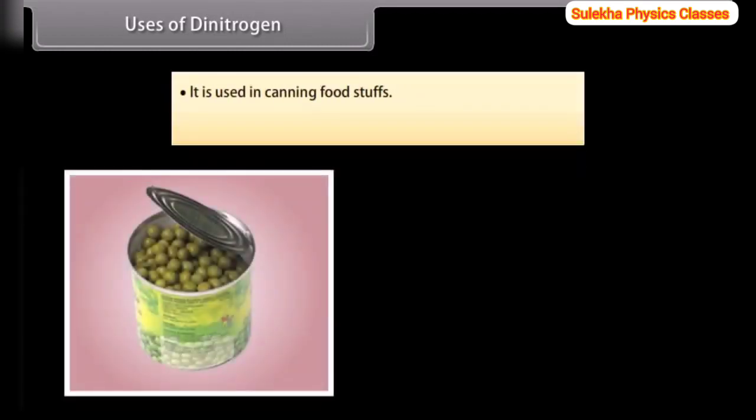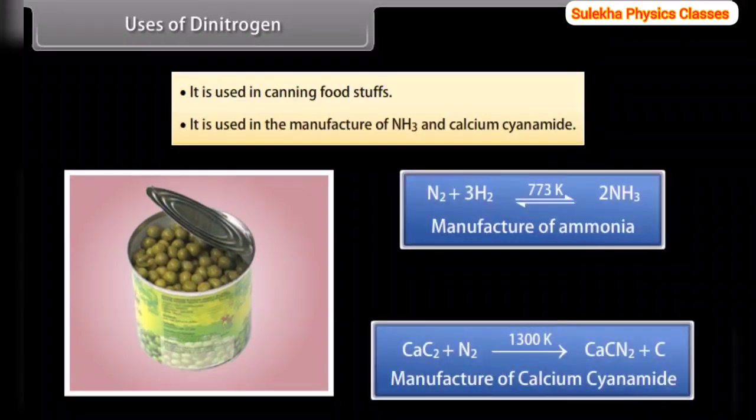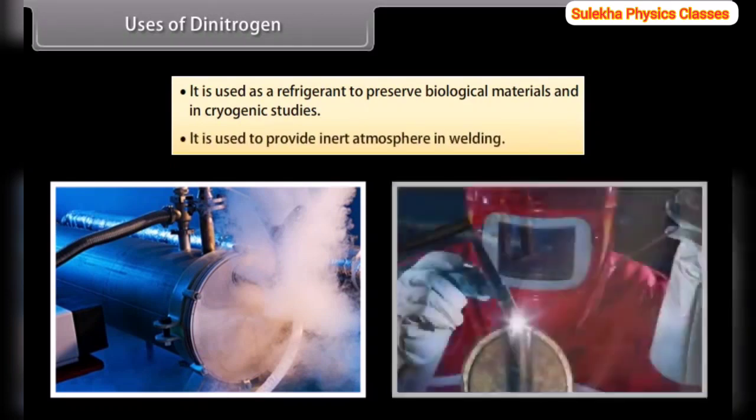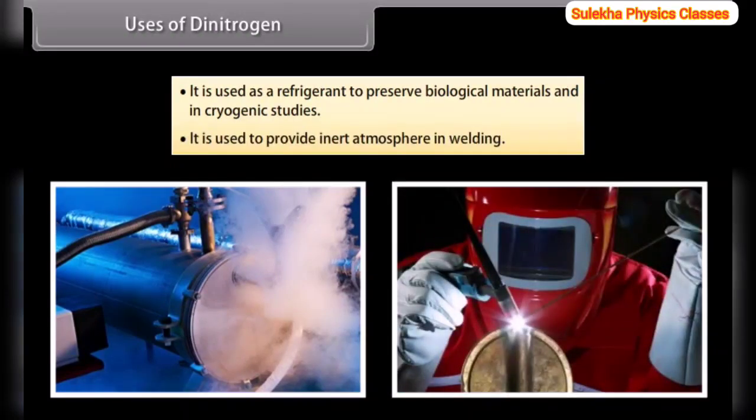Uses of dinitrogen. The important uses of dinitrogen are the following. It is used in canning foodstuffs. It is used in manufacture of NH3 and calcium cyanamide. It is used as a refrigerant to preserve biological materials and in cryogenic studies. It is used to provide an inert atmosphere in welding.